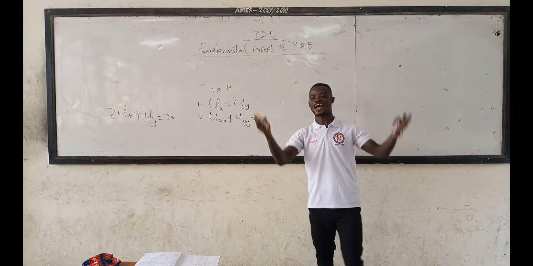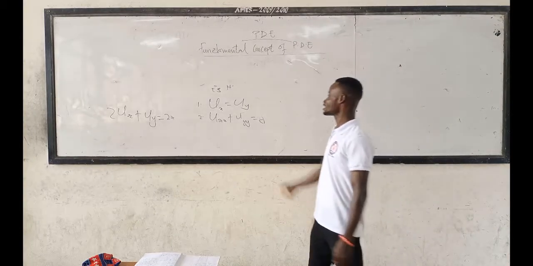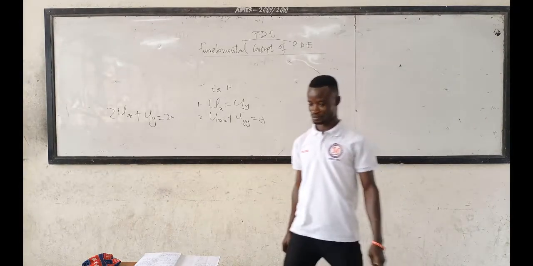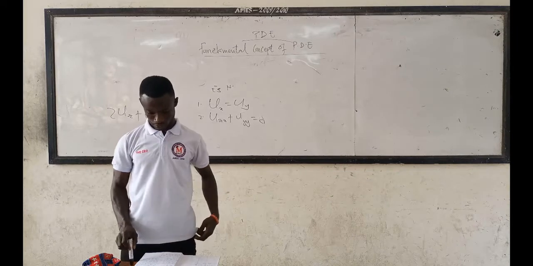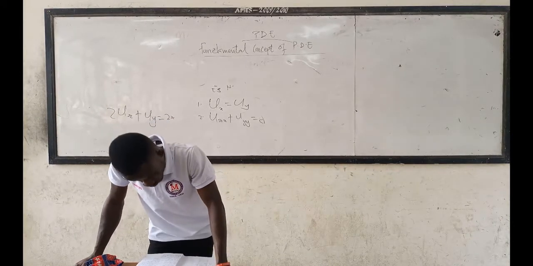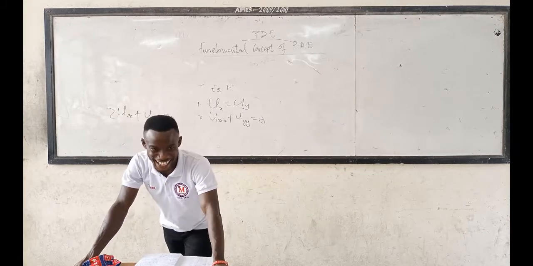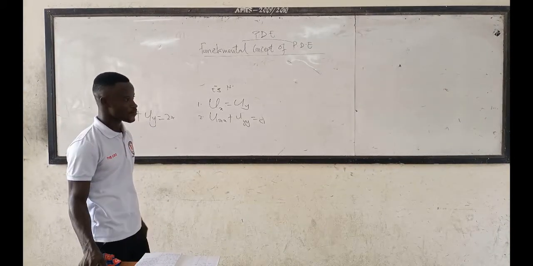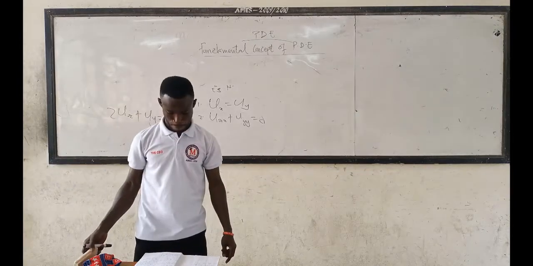A question to all of us. You see, for the equation to be non-homogeneous, unless you have a forcing term. The forcing term is the one that makes the equation non-homogeneous.